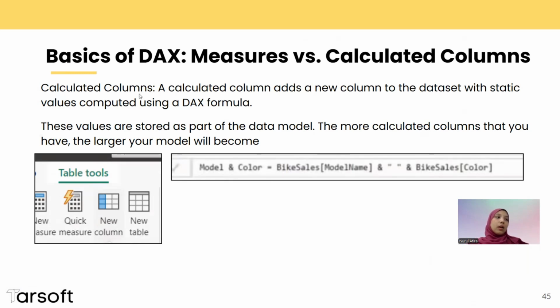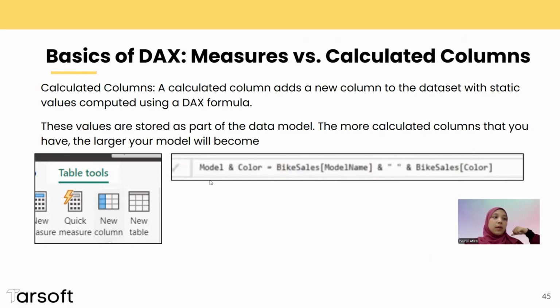Okay, for calculated columns, a calculated column adds a new column to the dataset with a static value computed using a DAX formula. The difference between measures and calculated columns is that measures immediately compute the results based on user interaction, but for calculated columns, it's a static value computed by a DAX formula. So the values are stored as part of your data model. The more calculated columns you have, the larger your model will become.